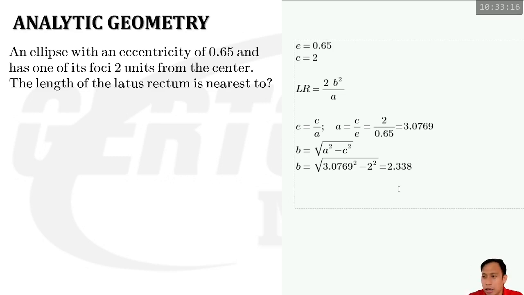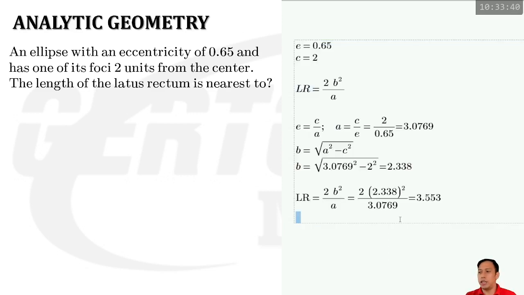So, we can now get the LR. LR is equal to 2B squared over A. That is equal to 2 times 2.338 squared over A. A is 3.0769. So that's it. Now the LR is 3.55. Okay, screenshot, no? Konti lang yung solution pero maraming hindi marunong nito.